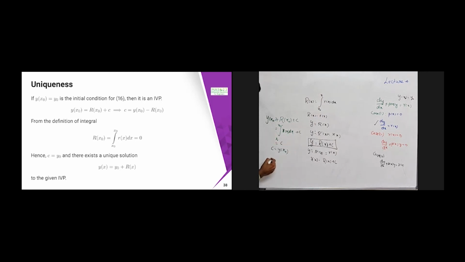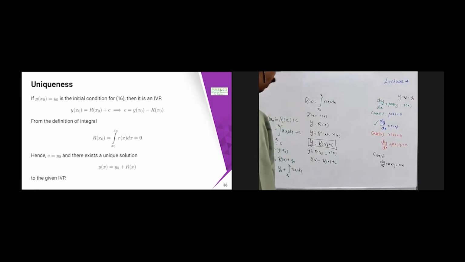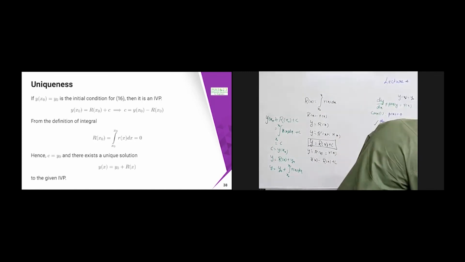So in that case, the solution is going to be y equal to R of x plus y naught. You can write this as y naught plus the integral from x naught to x of r of x dx, which is going to be your solution for the problem. Case 1, dy by dx equal to r of x.